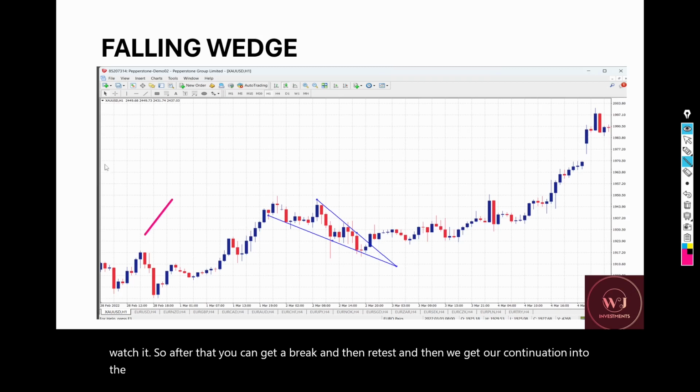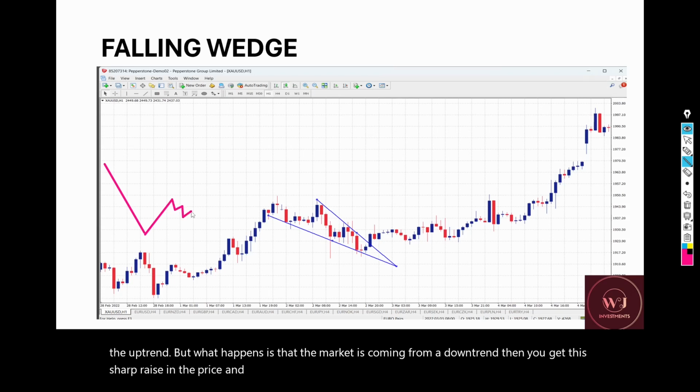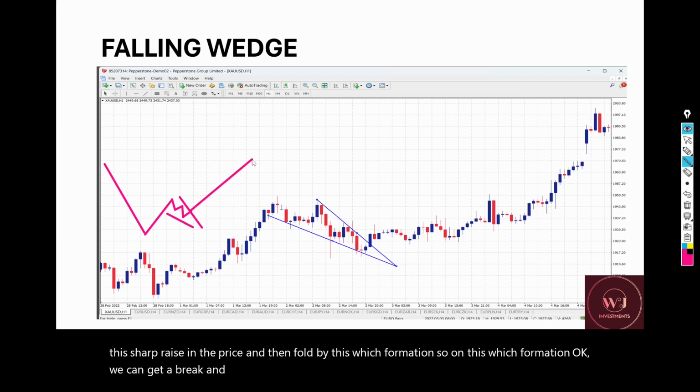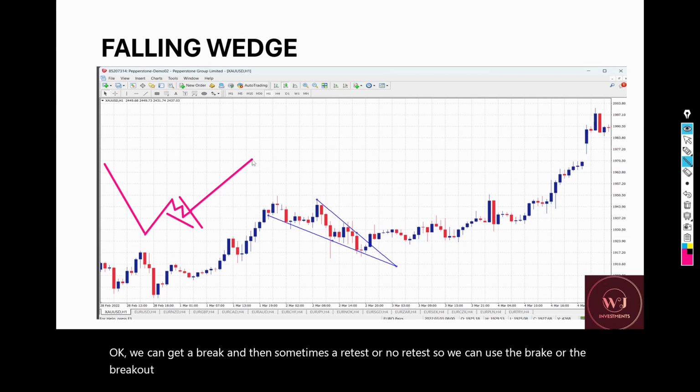But what happens is that the market is coming from a downtrend, then you get this sharp rise in the price and then followed by this wedge formation. So on this wedge formation, okay, we can get a break and then sometimes a retest or no retest. So we can use the breakout strategy or the break and retest strategy.